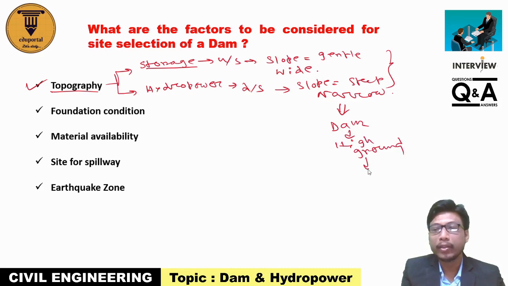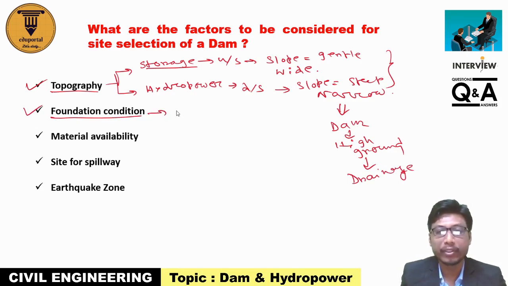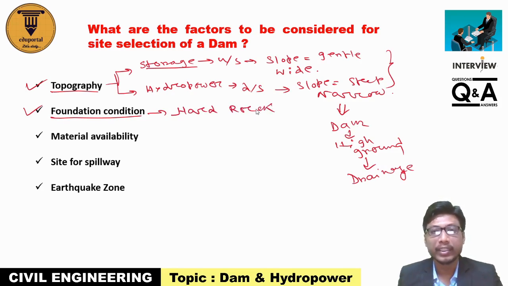Why? Because this will help in drainage. Okay, so this is topography. Now the foundation condition should be favorable, and the favorable foundation condition is hard rock. But if the foundation condition is not favorable, then it will increase the cost of construction, so that the foundation condition becomes favorable.